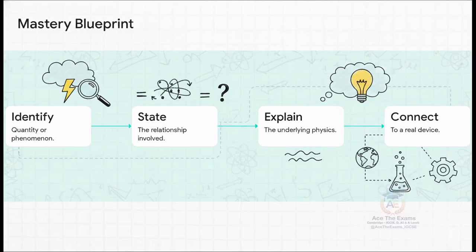Second, you state the relationship. So this is where your symbolic rules or definitions step in. Third, you explain the underlying physics in plain, simple terms. And finally, fourth, you connect it to an observation, an experiment, or a real device. It's essentially a foolproof chain of logic.